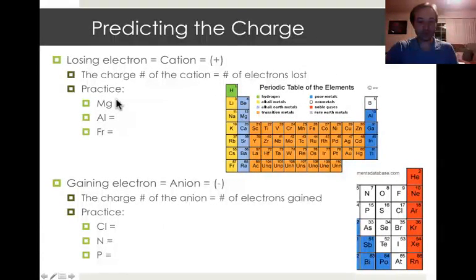So let's talk about predicting charge. Now, losing electrons, cations, it turns out that the number that goes next to this positive charge is equal to the number of electrons lost. Okay, so let's do a little practice here.